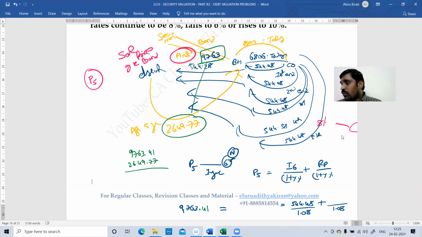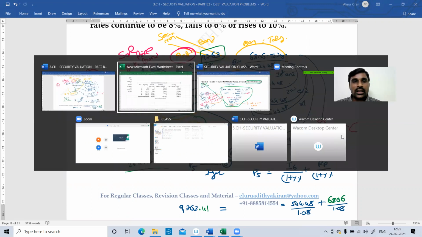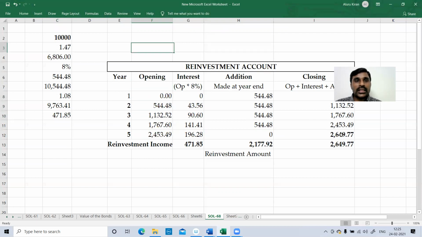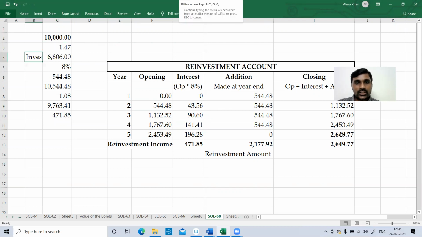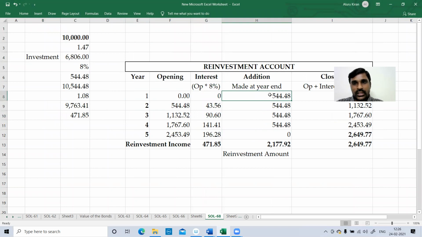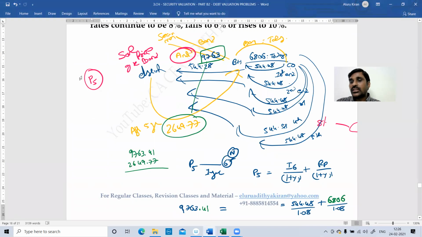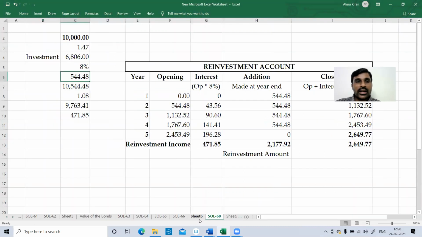10,000 is the face value of the bond, but we have not invested 10,000. Sorry, I got confused. Even though each bond is 10,000, we have invested only 6,806. We have calculated the interest, this 544, on 6,806 only. That means our redemption price is only 6,806. Therefore, we will get the same 6,806.